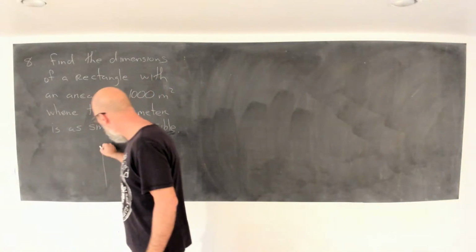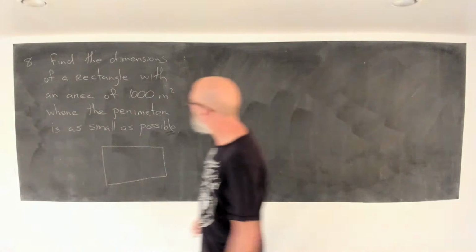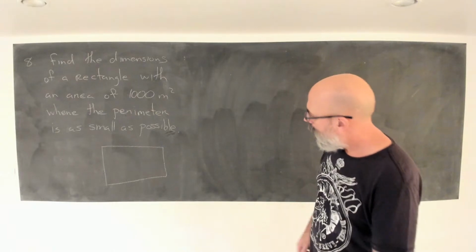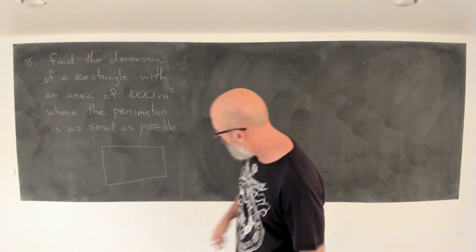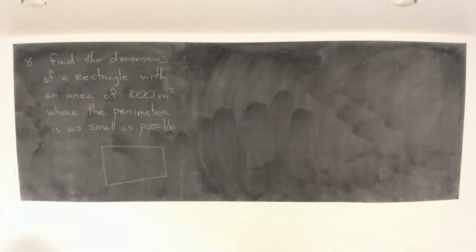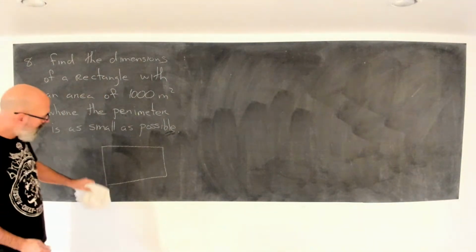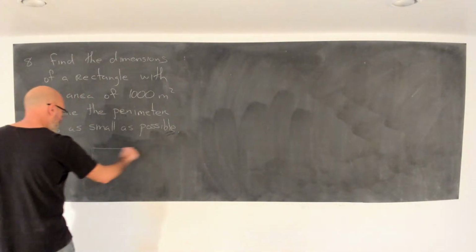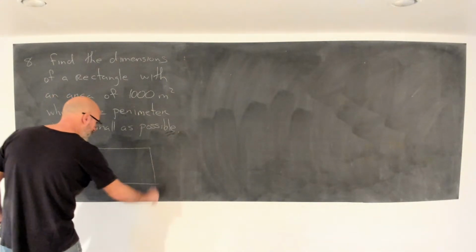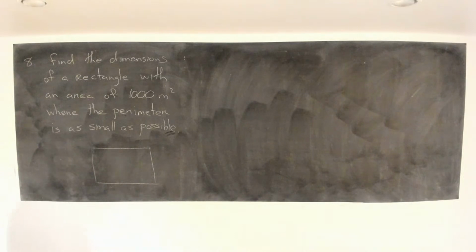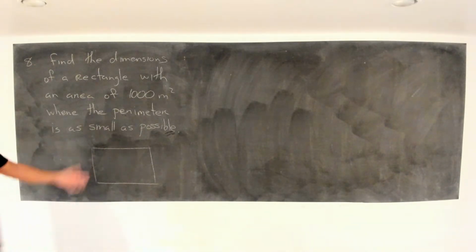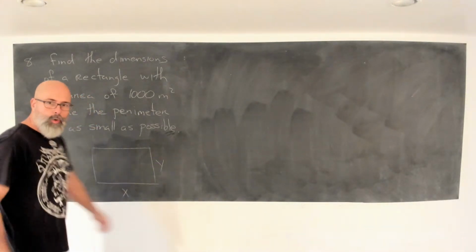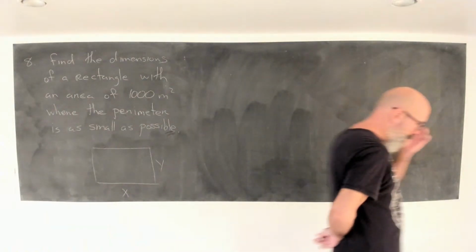So let's draw your rectangular field. It doesn't really look like a rectangle, but let's believe it is. Worst rectangle ever. Better? Better. Let's introduce some variables. We don't know the length and the width, so let's call them x and y.